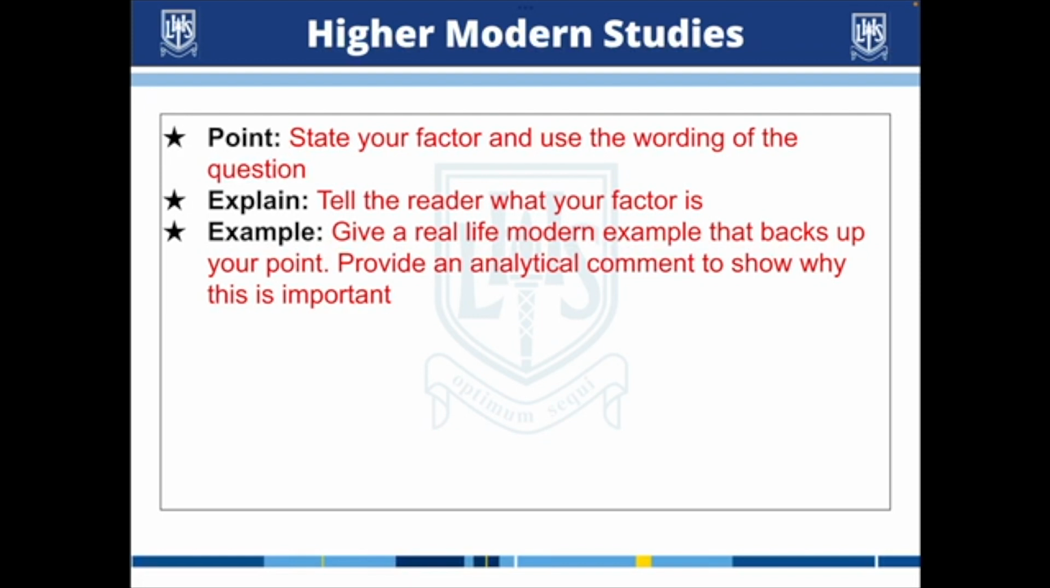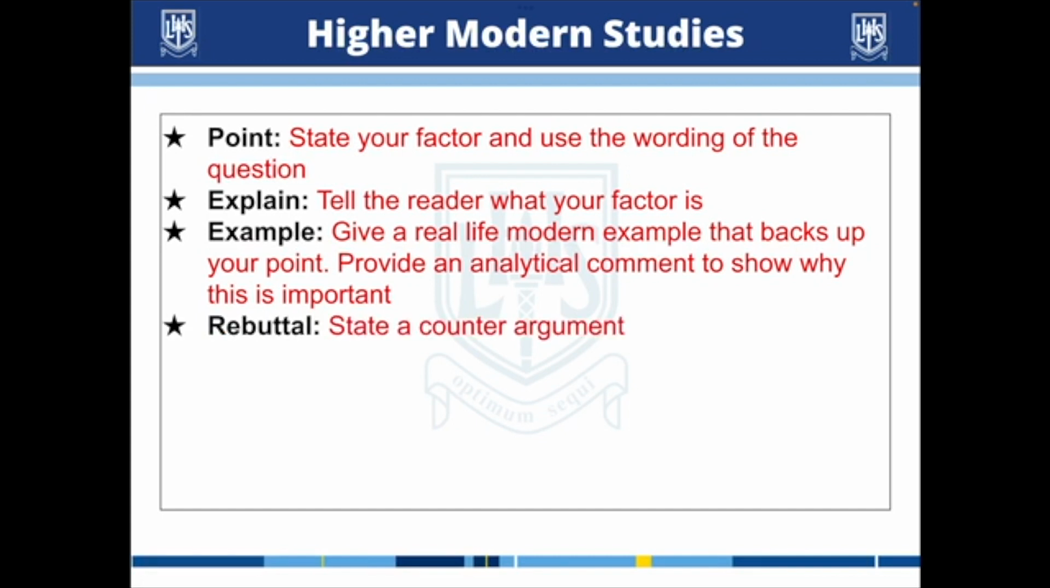Your explanation should be followed by an example, a real-life, modern example that backs up the point you're making. Whatever point you're making, you need to hit me with a statistic or a case study that really shows, yes, this is a cause of crime. Yes, this is a method pressure groups use. Yes, this is a way Parliament is able to influence decision making.